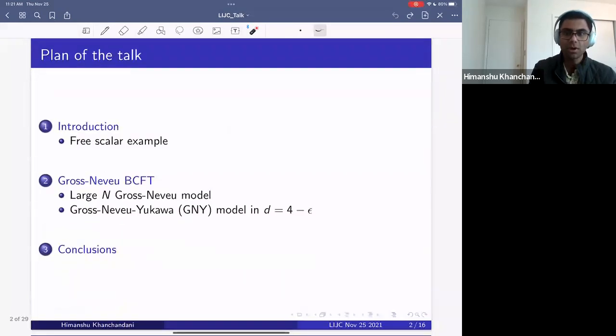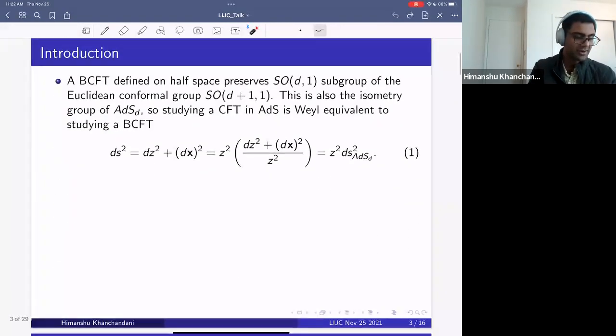Okay, so here's the plan of the talk. I will start with some introduction and I will introduce the basic idea with the example of a free scalar theory. Then I will talk about Gross-Neveu theory in AdS, both the large N Gross-Neveu model and the description near 4 dimensions given in terms of the Gross-Neveu-Yukawa model. And then I will describe the corresponding boundary conformal field theory, and then I will end with some conclusions. Okay, so let's get started.